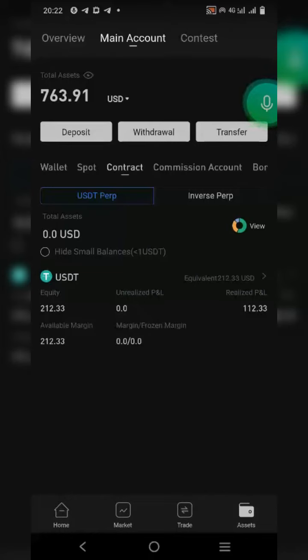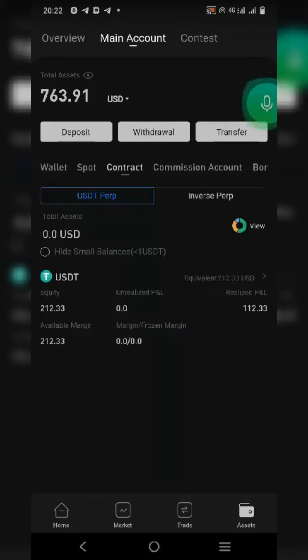Remember I told you I deposited only 100. I can't remember the date, but I think it's a few days ago when I started posting about the DeepCoin trading class. I deposited and started trading so that I can show you guys examples of what is possible. So I've made about 112, just a little amount of money.